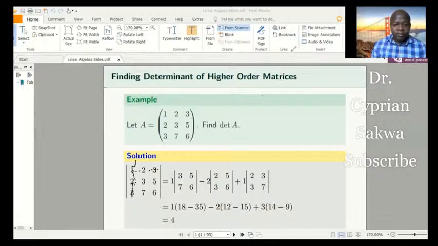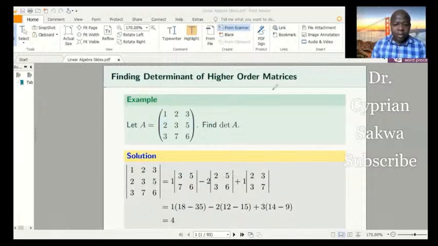And then the next thing will be minus 2, multiplied by the determinant of the matrix that remains when I delete the row of 2 and the column of 2. So on deleting the row of 2 and the column of 2, the matrix that is left is 2, 5, 3, 6. So it's minus 2 times the determinant of that matrix.